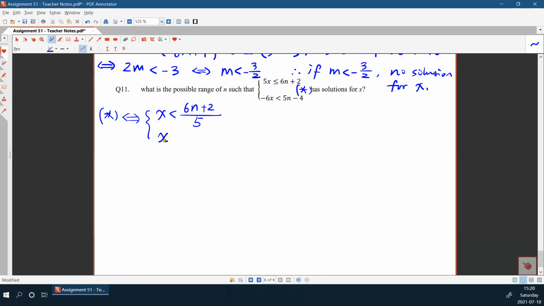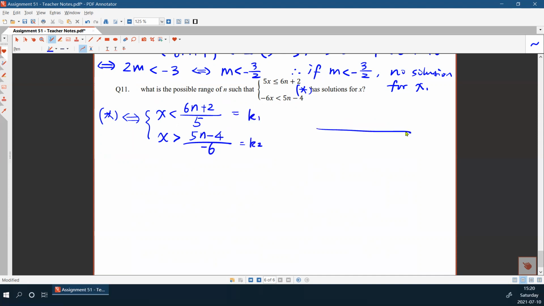And x must also be, let's divide both sides using -6. So this time we need to change the inequality symbol because -6 is a negative number, right? (5n minus 4) over -6. So let's call this k1, and this number is k2.